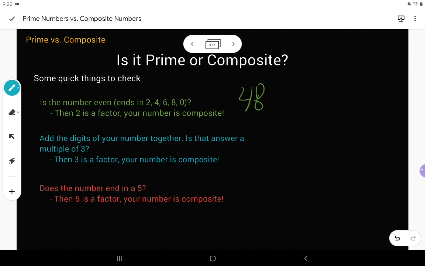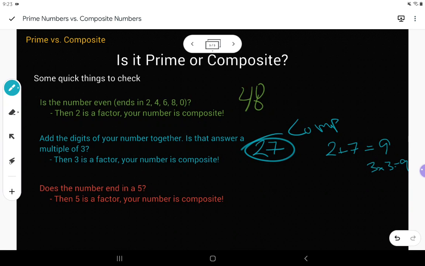I can also add the digits of the number together. And is that number a multiple of 3? If the answer is yes, then 3 is a factor. So what do I mean by that? Okay, let's look at this. We'll say 27. Is 27 composite? Well, I'm going to look at those numbers, 7 and 2. I'm going to add them together. 7 plus 2 is 9. Oh, okay. 9 just so happens to be a multiple of 3 because I can go 3 times 3 to get 9. That means this number is going to be composite because I can divide it by 3.